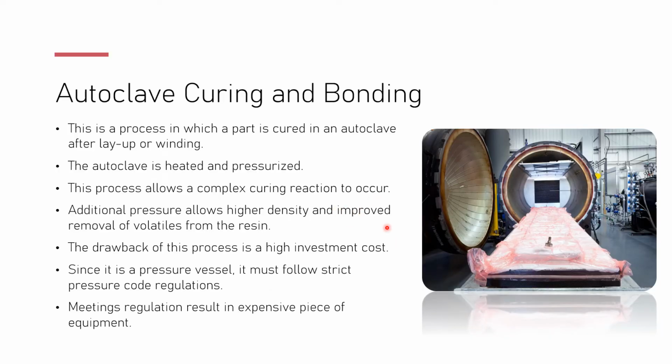Autoclave curing or autoclave bonding looks like that outside, and it's a process in which a part is cured in an autoclave after you do your layup or winding. So the autoclave is just a heated, pressurized vessel. This process allows the complex curing reaction to happen in there. The additional pressure allows a higher density and improved removal of all the unwanted volatiles from the plastic. The drawback of this process is a high investment cost, because the autoclave machine is very expensive, and since it is a pressure vessel, it must follow strict pressure code regulations.